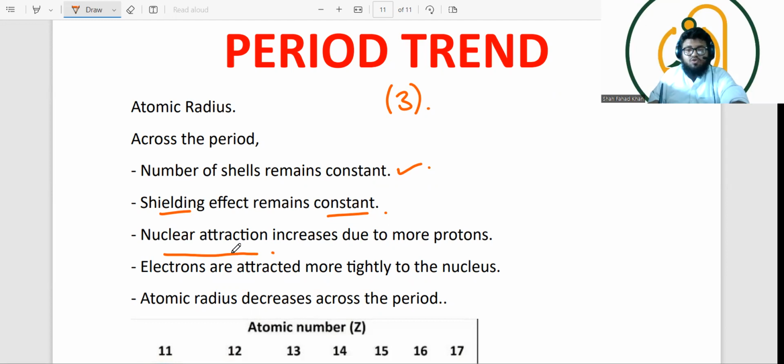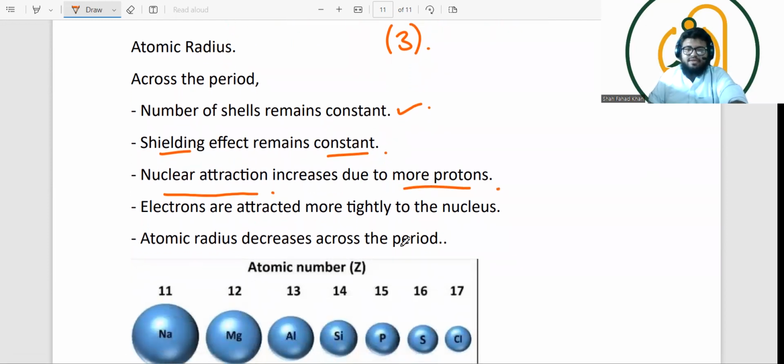If you're having more and more protons across the period, then that means the nuclear charge is actually increasing as well. And so the ability of the nucleus to attract the outer shell electrons is also increasing. So nuclear attraction increases due to more and more protons as you go across the period because the proton number is increasing. So you have a strengthening nucleus with weaker defenses. With constant defenses, the defenses are not becoming stronger as you go across the period, but the nucleus is becoming stronger and stronger. As a result of this, the outer electron experiences a progressively stronger attraction on it.